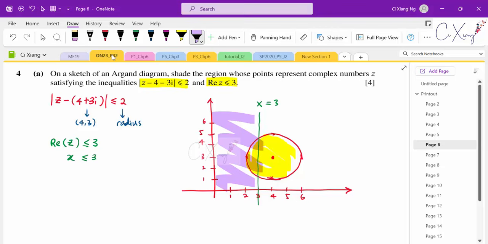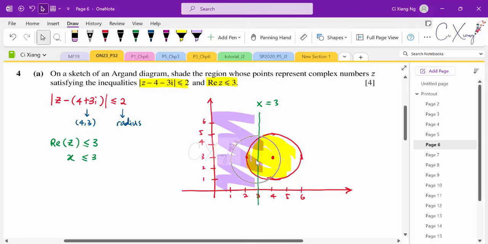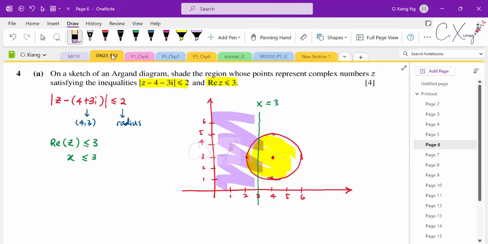So there is a part inside the circle, this part, which is the overlapping of the two shaded areas. I need to show the final answer here. So the final answer for the shaded area should be this one. So this is how we answer part A. All right, then let's have a look at part B.